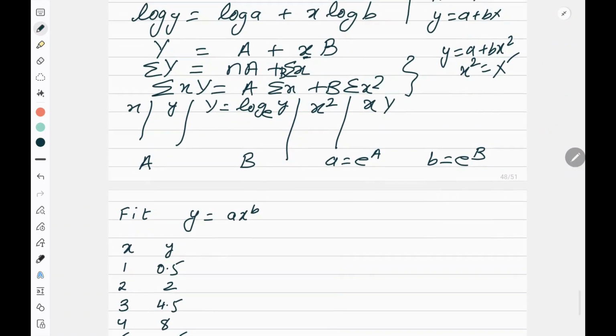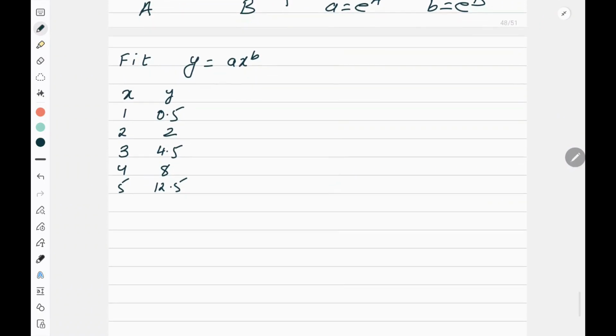Let us see a few questions. Now y is equal to a x to the power b and this is the given data. My first step will be log y is equal to log a plus b log x. So capital Y is equal to A plus b capital X.